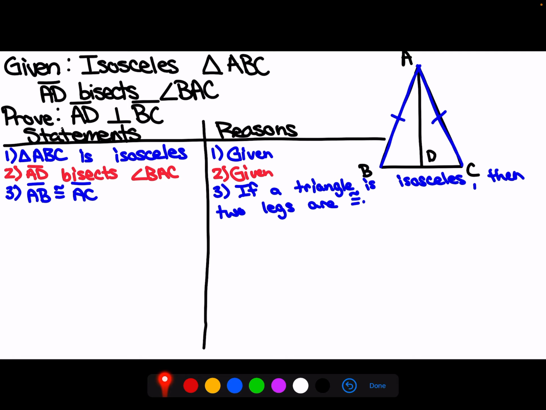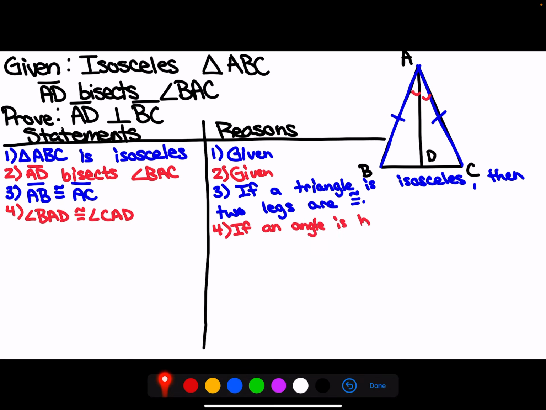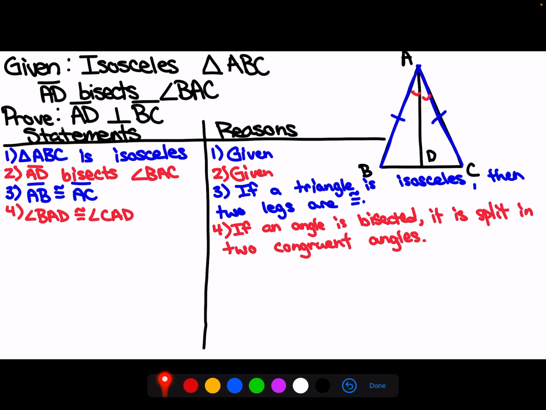From here, let's go ahead and focus in on bisections. So AD bisects angle BAC. If AD is bisecting that angle, that means angle BAD and angle CAD are being cut perfectly in half, so they're going to be congruent to each other. So we can now say that angle BAD is congruent to angle CAD because if an angle is bisected, then it is split into two congruent angles. So we now have a side and an angle.